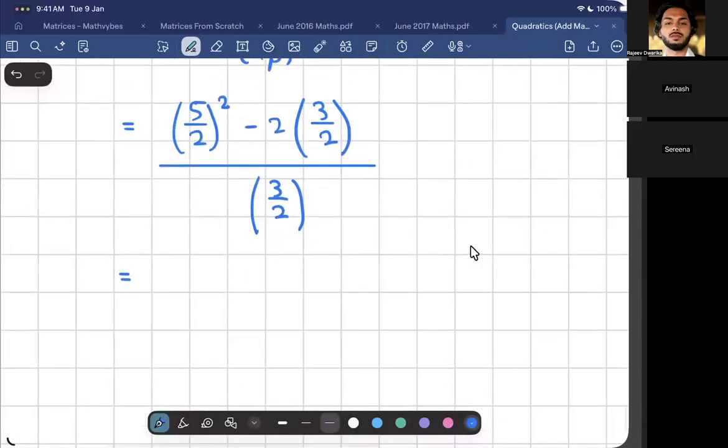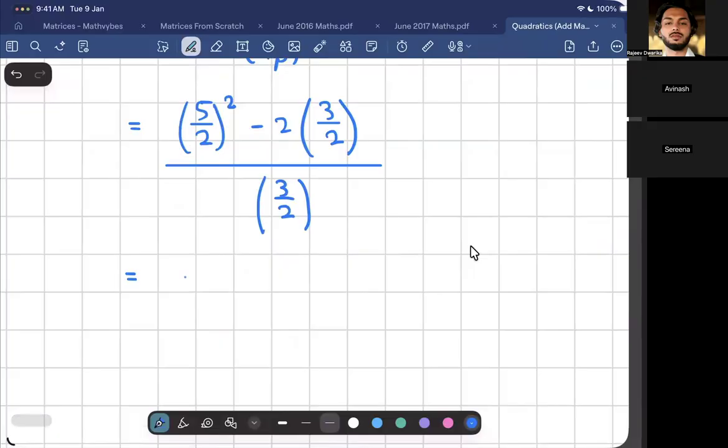Right. Avinash, let's continue. So we have 5 over 2 squared. What is 5 over 2 squared? So 5 by 5, which is 25, and 2 squared is 4, right? So 5 over 2 squared is 25 over 4. All right, then we have 2 by 3, which is 6. 6 over 2. And then we divide that by 3 over 2.